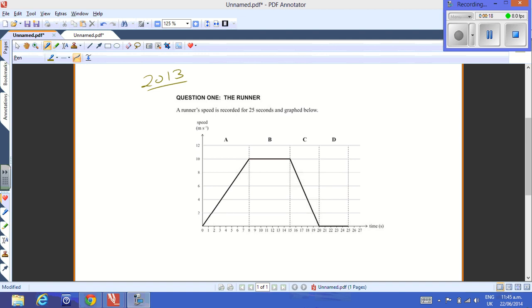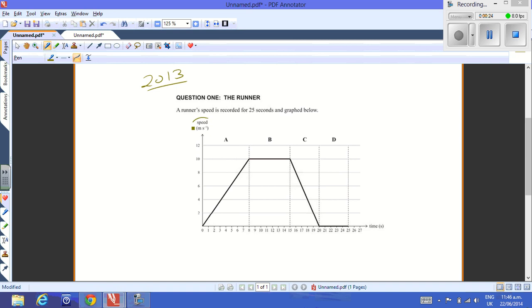For this question, we want to first make sure we understand what the graph is showing. So we have speed here on the vertical axis or y-axis, also known as velocity. And then we have time here on the x-axis. So time on the x-axis or the horizontal, and speed on the y-axis.